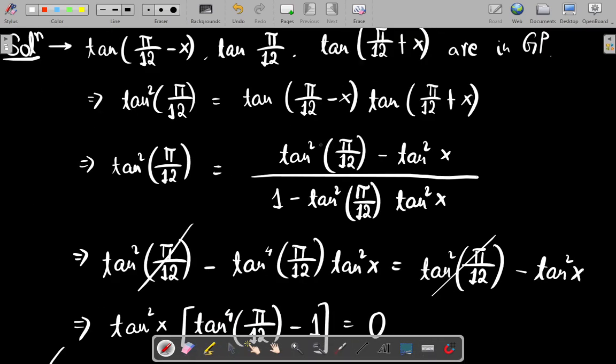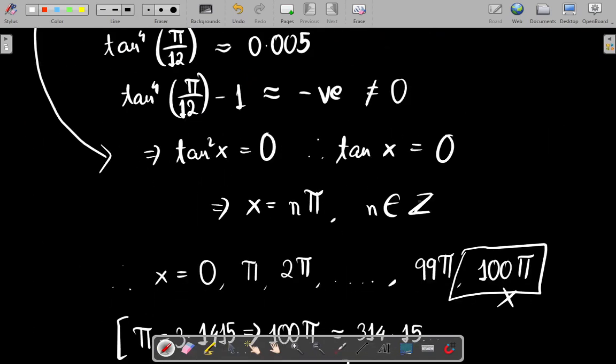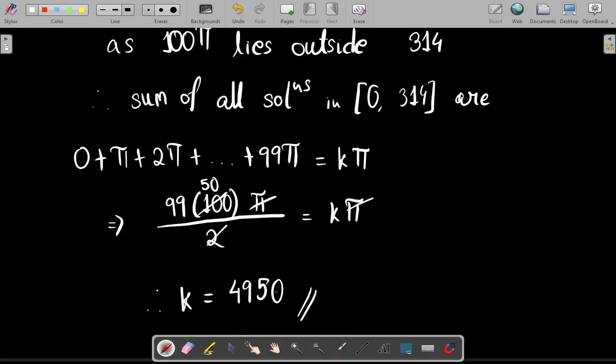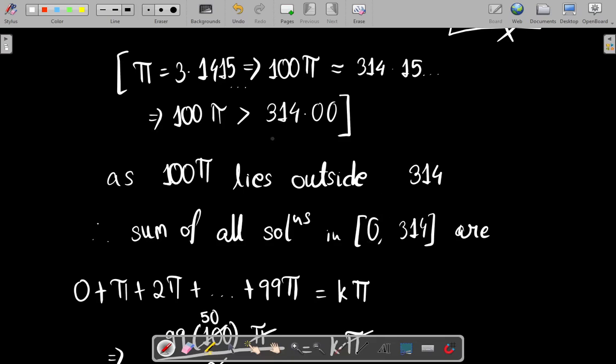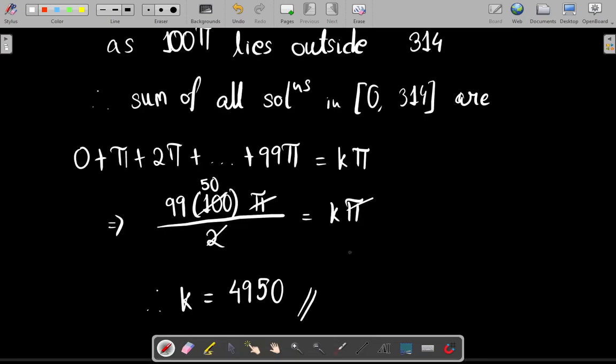This question was given in order to check for this extreme value. You have to exclude the last value. If you take this 100π value, this sum will come out different, and the answer given in the book is 4950. So this was there in order to check for the last value. This was the main thing they asked in the question, so you have to do it carefully for this last value. So this was the answer.